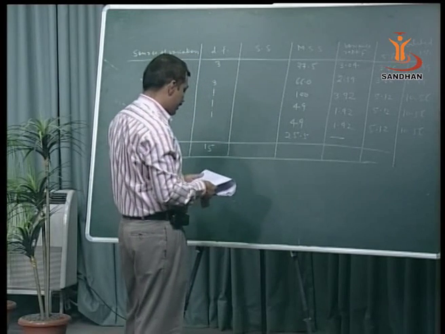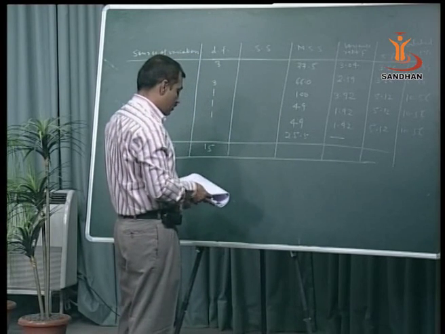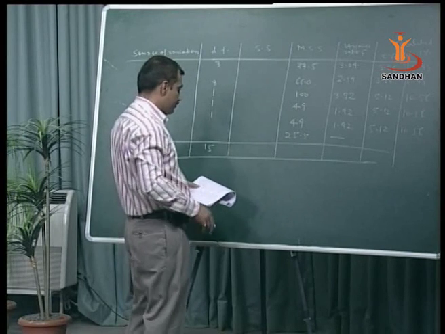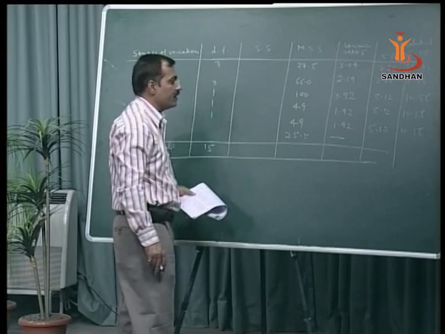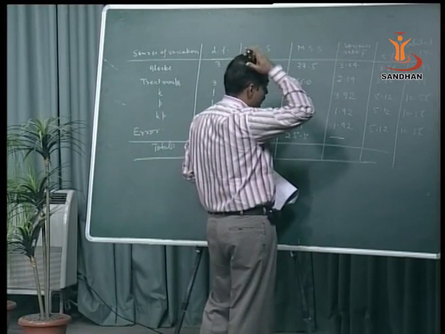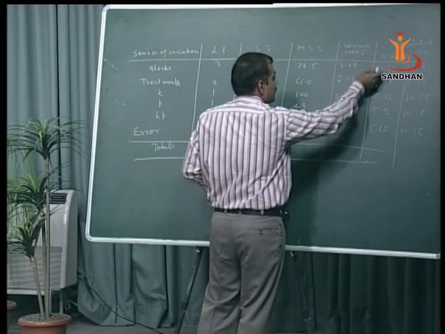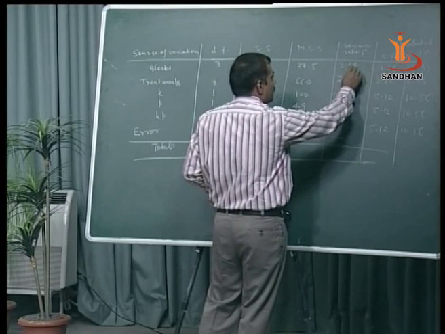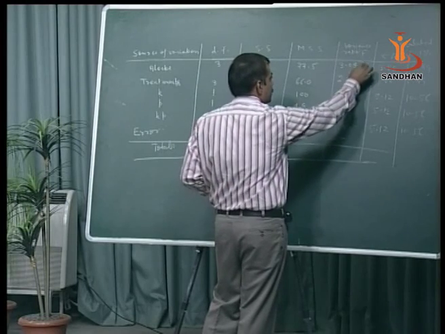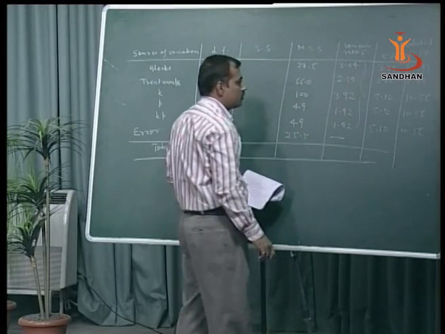So, in all the cases, there is no significant main or interaction effect present in the experiment, because our null hypothesis is accepted. Calculated F is less than tabulated F in all the cases. So there is no significant difference here.